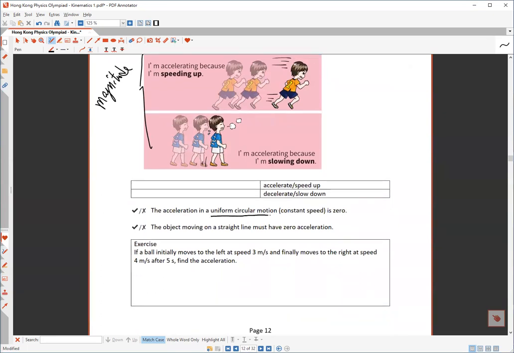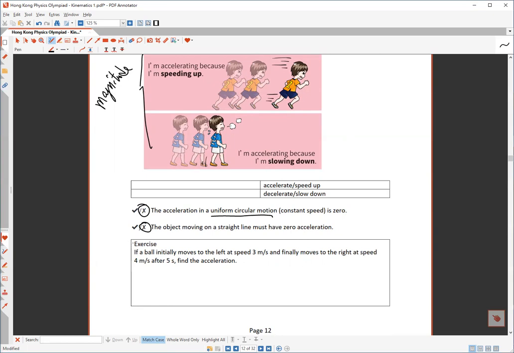Just like in uniform circular motion, the acceleration is not zero, because the object's velocity is always changing. And if the object moves along a straight line, I just say move along a straight line. I didn't say whether the object accelerates or decelerates, and also I didn't say whether the object is always moving in one direction. On a straight line it can go forward and backward, so the velocity can change direction and also change magnitude. So it does not necessarily have zero acceleration.